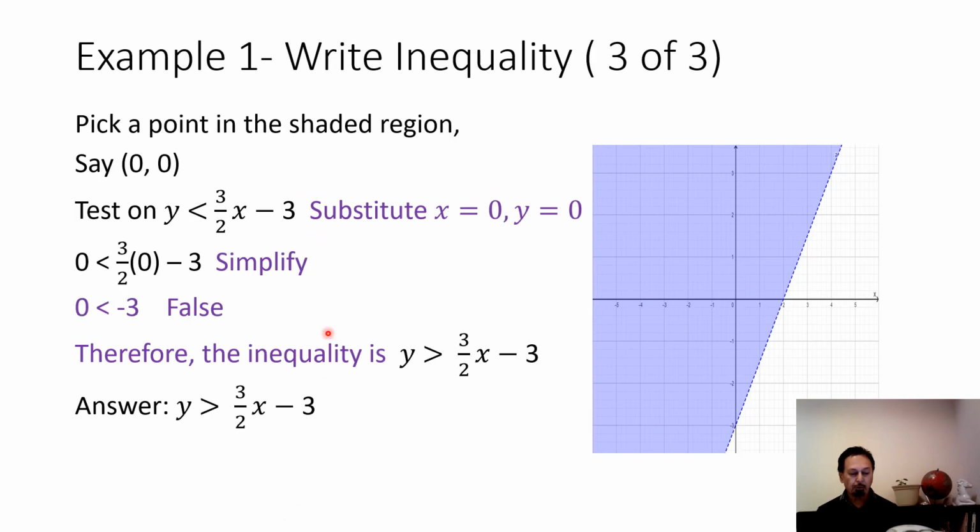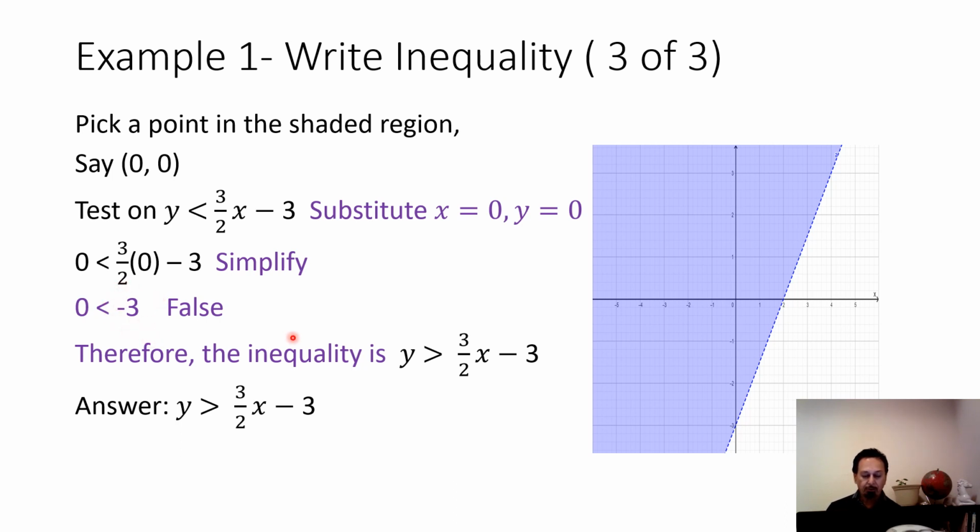So we're going to pick a point in the shaded region. Let's say (0, 0) would be good enough. So we'll test this point in this inequality. We substitute x equal to 0 and y equal to 0, so this inequality becomes 0 less than minus 3 over 2 times 0 minus 3. If you simplify, you get 0 less than minus 3. Now we check, is it true that 0 is less than minus 3? No, it's false because negative numbers are smaller, not larger.